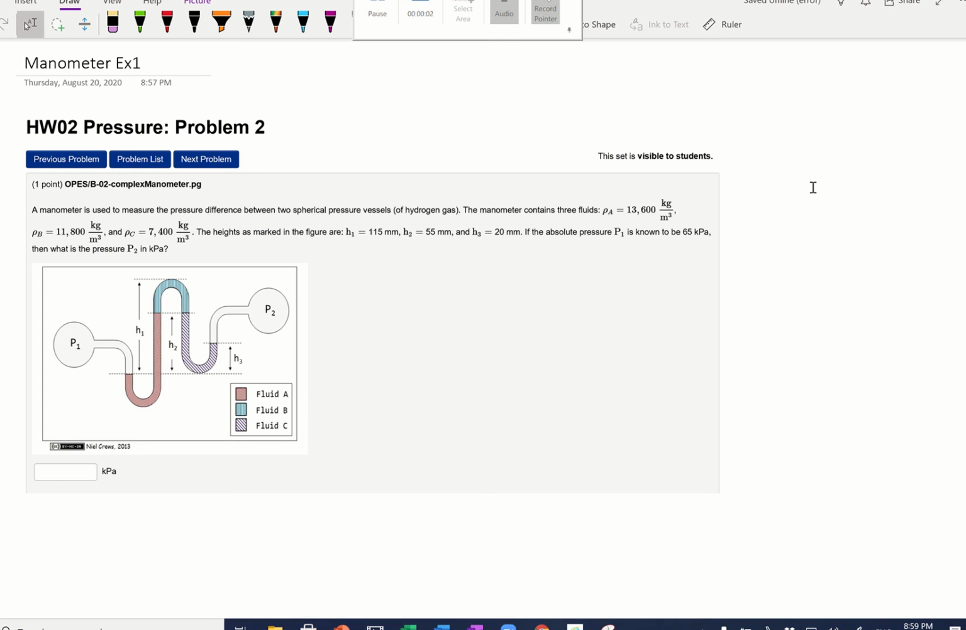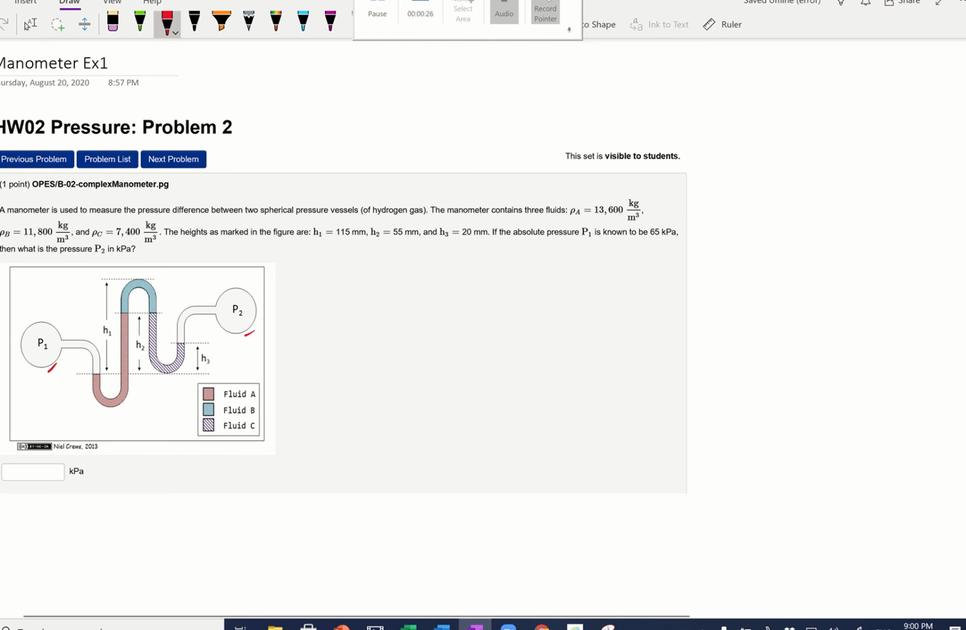Hi, this is going to be an example of solving a manometer problem. This is a multi-fluid manometer, as you can see here. Let's see what we got. This manometer has hydrogen gas here. This side also has hydrogen gas, and it's at two different pressures. Then the manometer has three fluids: fluid A, B, C.